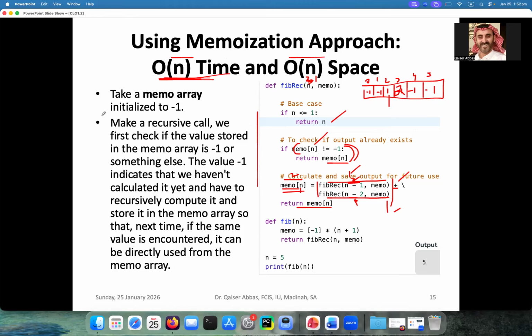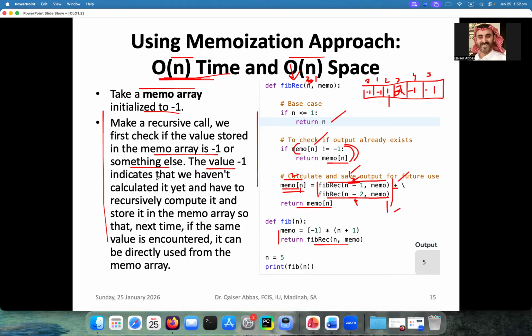Now, if you read this theory, it is giving you the understanding of how this algorithm is working. Take a memo array initialized to -1. You know that there is a memo array initialized to -1 here. Make a recursive call. So make a recursive call means this call that you called here for the first time. We first check if the value stored in the memo array is -1 or something else. We will first check what is the value in the memo array.